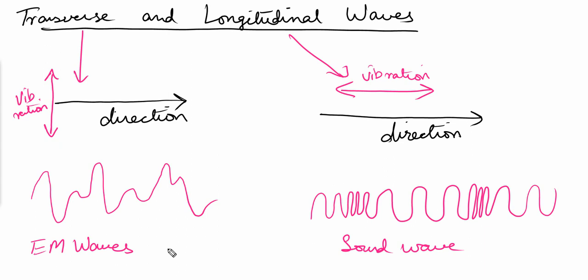Now we have another concept that we have to discuss, and that is polarization. Polarization sounds quite tricky, but let me just make it easy for you. So polarization. Okay, so polarization basically occurs when particles vibrate in only one direction.